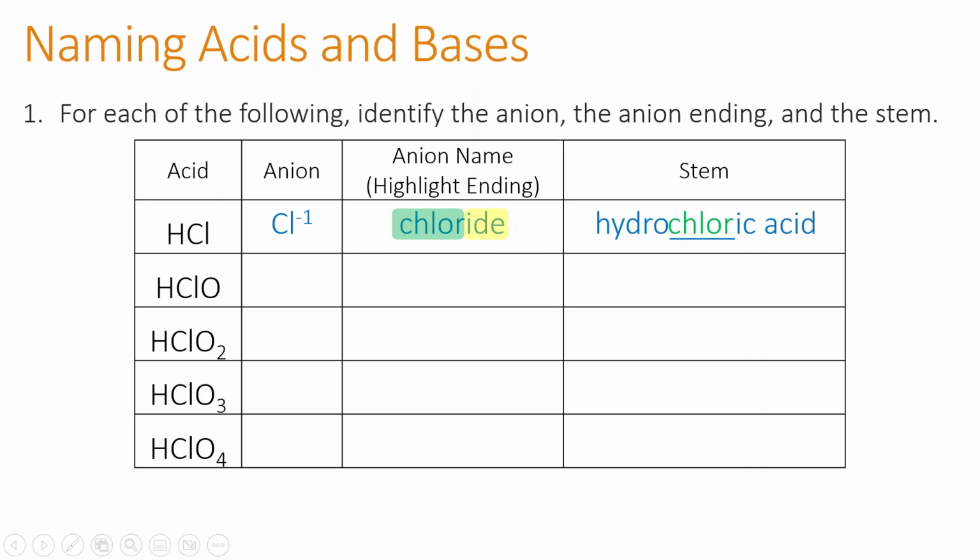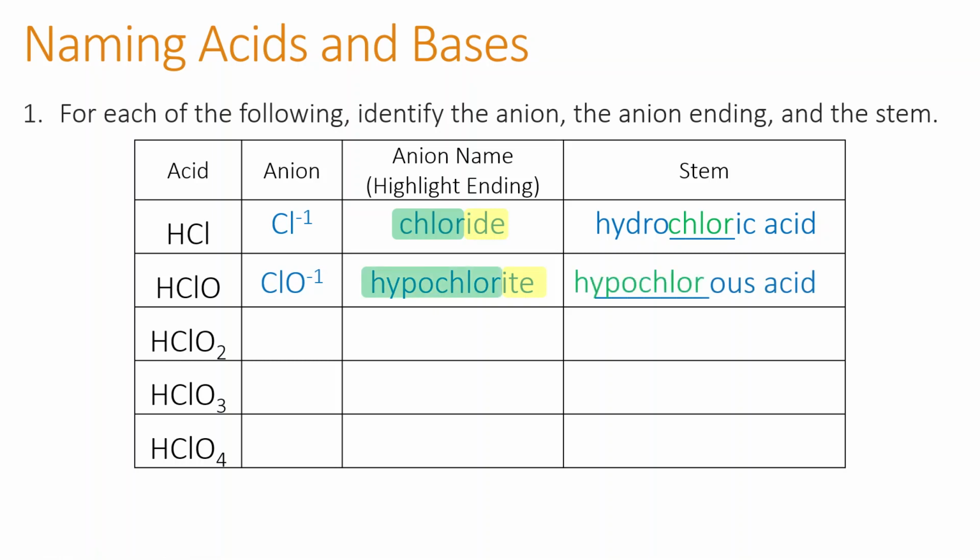Let's take a look at our next anion. My next anion is ClO with a -1 charge. This is a polyatomic ion, and it's called hypochlorite. Because this ends with ITE, we're going to name this as a blank-ous acid. So hypochlor is going to go in the blank here. Go ahead and pause the video and take a couple of minutes to try the next 3, and then return here when you are ready to check your work.